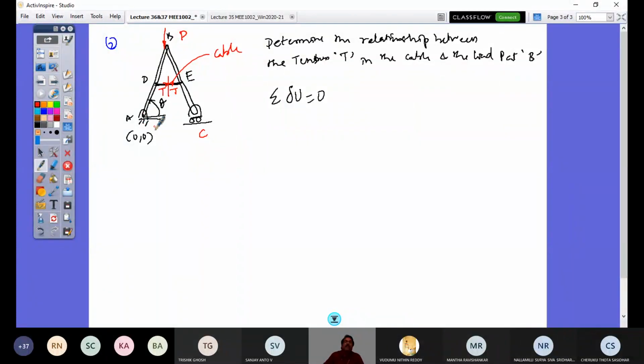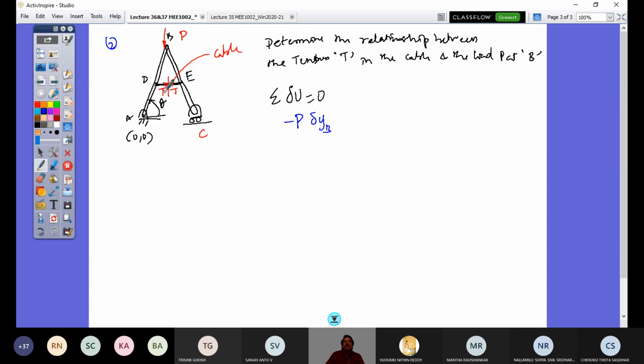So now here I have this load P and I have a force T at D and force T at E. So my virtual work equation would be like this. So how do I write? Look at force P acting down, so minus P, and where is it acting? At point B. So its virtual displacement is delta yB. Since this force is vertically acting down, I assume that this point B is given an arbitrary displacement in a vertical direction, and this is the virtual displacement delta yB.